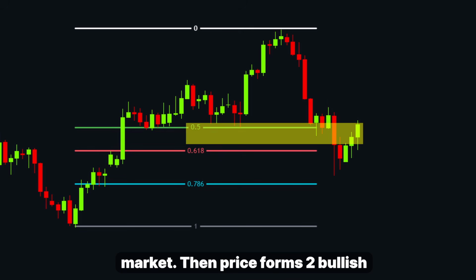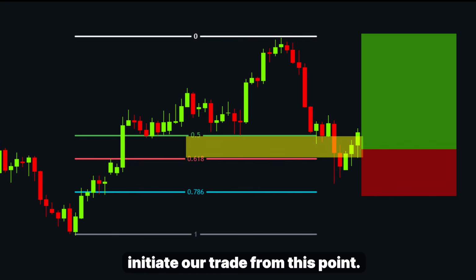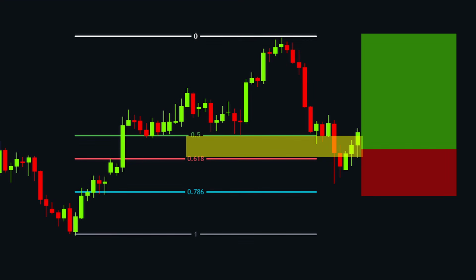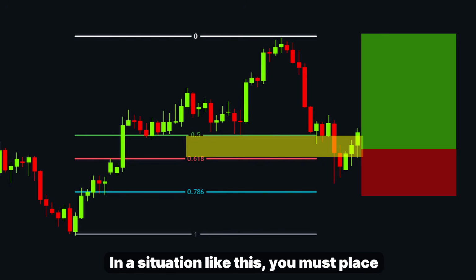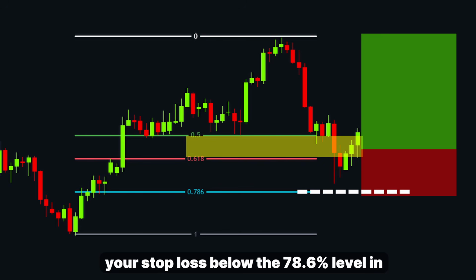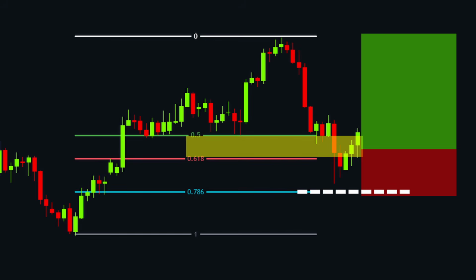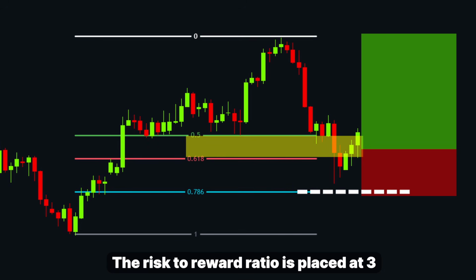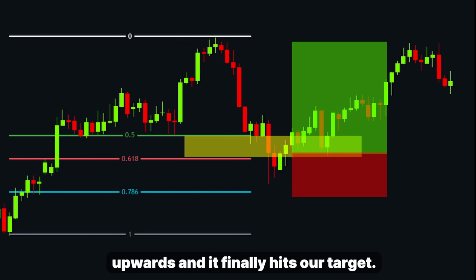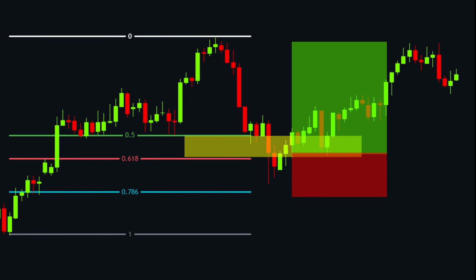Then, price forms 2 bullish candles with bigger bodies, which is our confirmation that the buyers stepped into the market. We will initiate our trade from this point. In a situation like this, you must place your stop loss below the 78.6% level in order to prevent the stop loss hunt. The risk-to-reward ratio is placed at 3 is to 1. The price continues going upwards, and it finally hits our target.